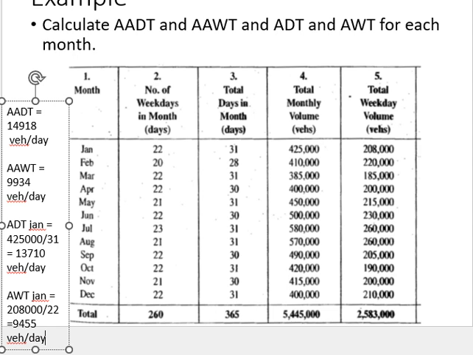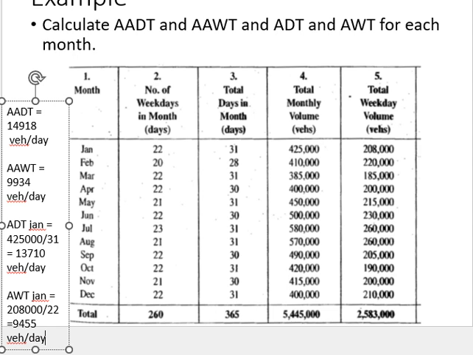Doctor, can we take the ADT value for each month and then take the average to get the yearly ADT? We can, yes, but we usually don't. There's a small difference when you do it directly, like we did, or when you do it in this way. Does the small difference matter?